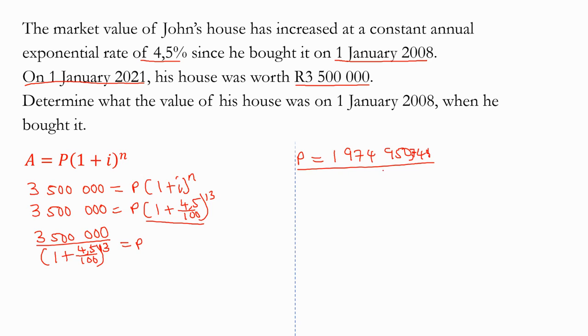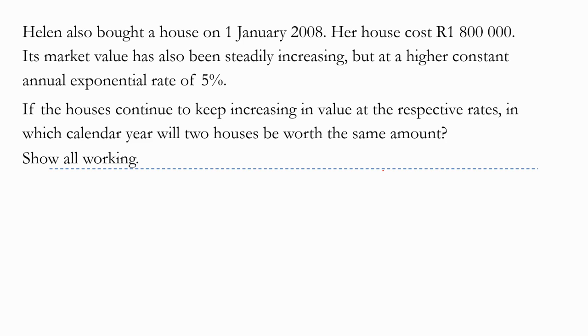It says now, Helen also bought a house on 1 January 2008, means same time with John. Her house cost 1,800,000. Its market value has also been steadily increasing, but at a higher constant annual exponential rate of 5%. If the houses continue to keep increasing in value at the respective rates, in which calendar year will the two houses be worth the same amount? How does this assist you? Show all working. What can we do here?